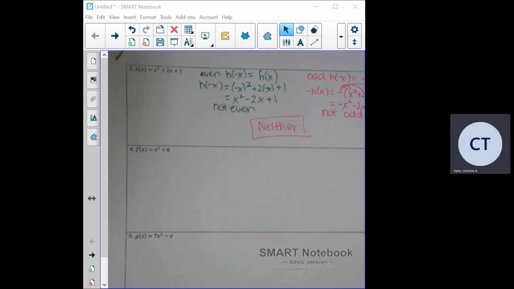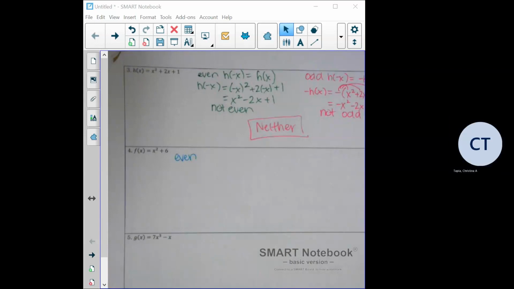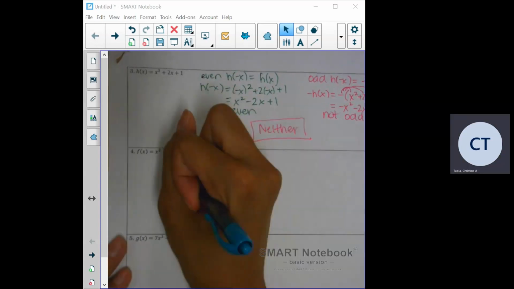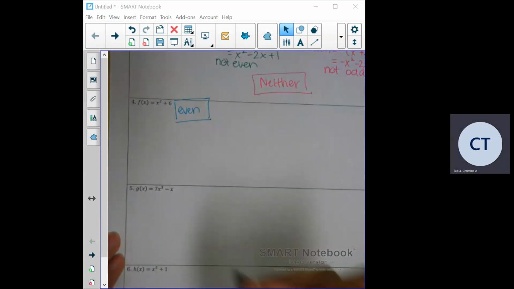For question 4, is this even, odd, or neither? Even, this is even. Do I need to go through this one? If you have a question, guys, I can't read minds. If I could, I wouldn't be a teacher. So if you have a question, tell me. This is even. What about number 5? This one is odd.